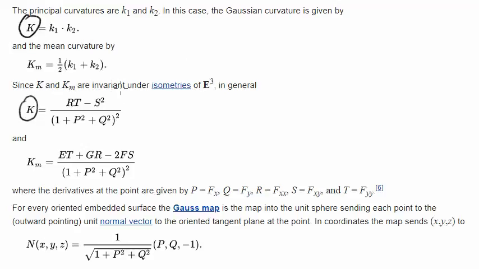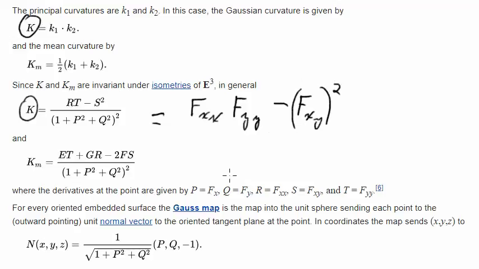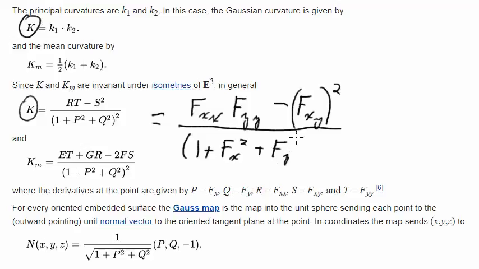Since K and K sub m are invariant under isometries in E3, in general, K equals (rt minus s squared) divided by (1 plus p squared plus q squared) squared, where r equals f sub xx, t is f sub yy, s is f sub xy, p is f sub x, and q is f sub y.